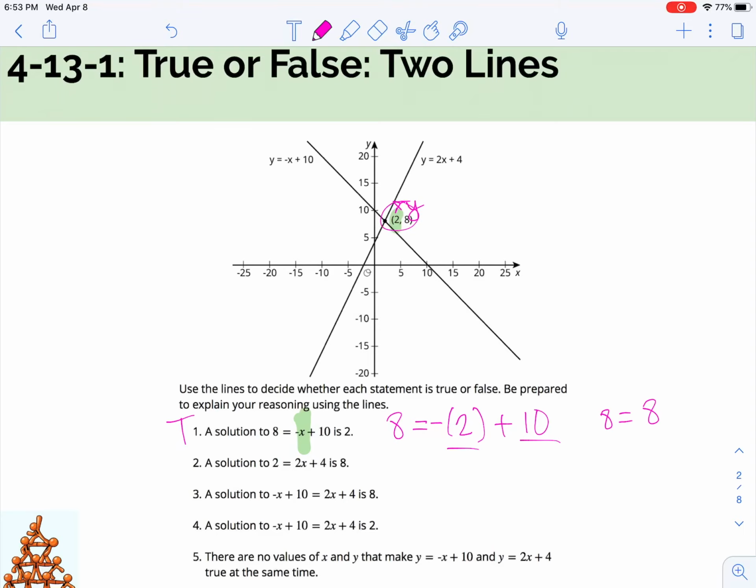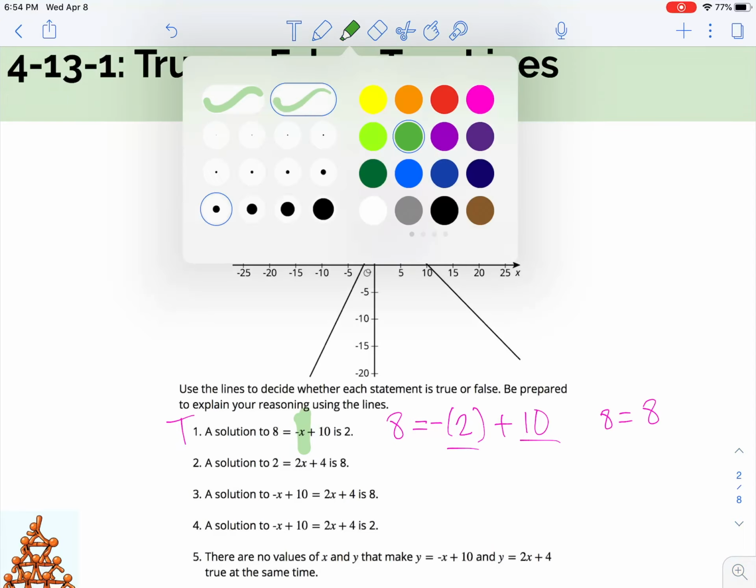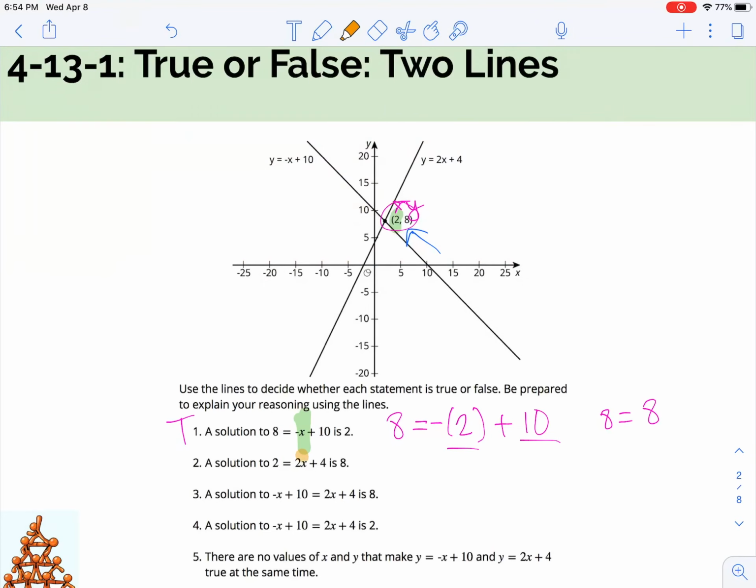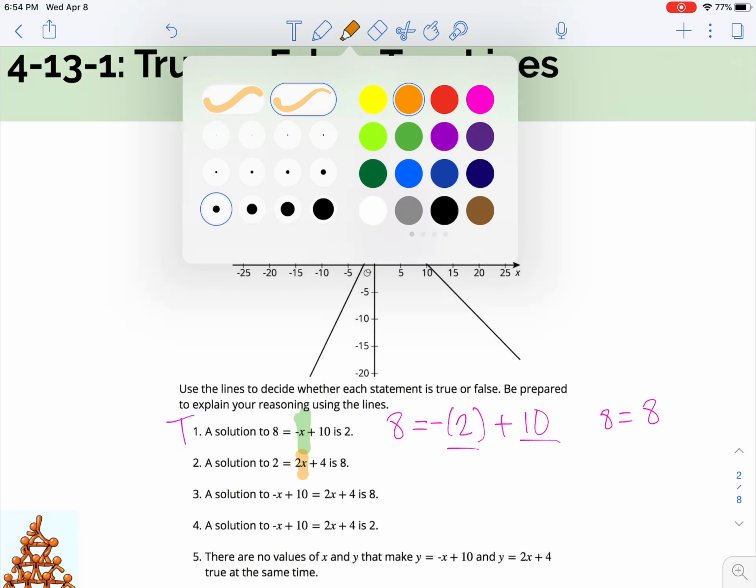A solution to 2 equals 2x plus 4 is 8. So this is where I could go and plug in again, or I could use the graph, and I could see that 8 is in the y. I could try to figure out if there was an 8 in the x. But if we're looking at a variable like this, where it's x, you don't want to be looking at y to plug in. That wouldn't make sense, because we're working with x.